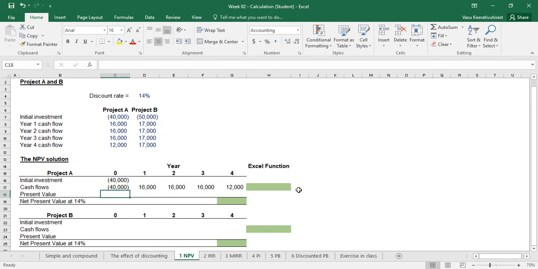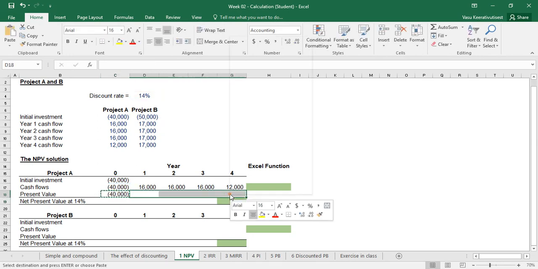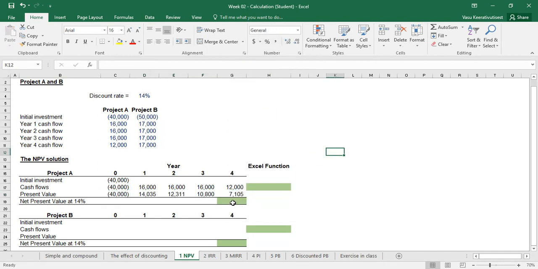Then the next row is the NPV, present value calculation. You just use this cash flow divided by 1 plus the discount rate. After I finish the first formula, I will copy and paste it across. I have to press F4 to lock this cell, raised to the power of the discounting period. In this case, this is 0. Once I complete the first formula, I just copy and paste it across. In this row, they are all present values already.